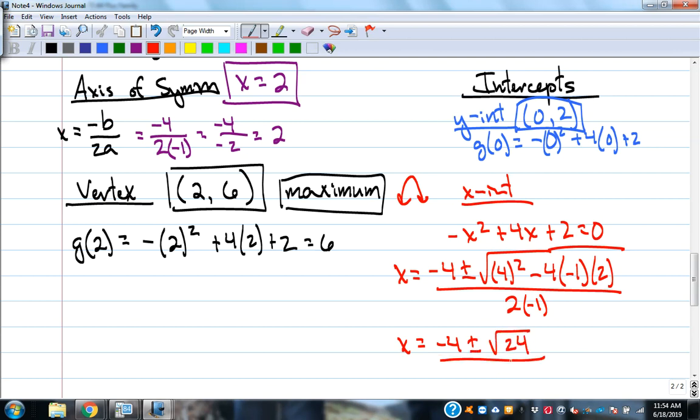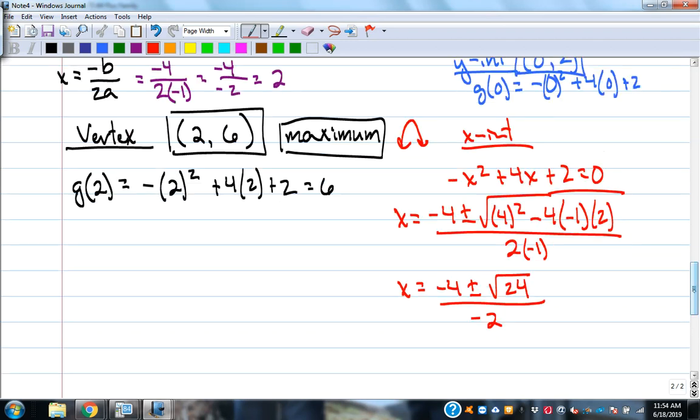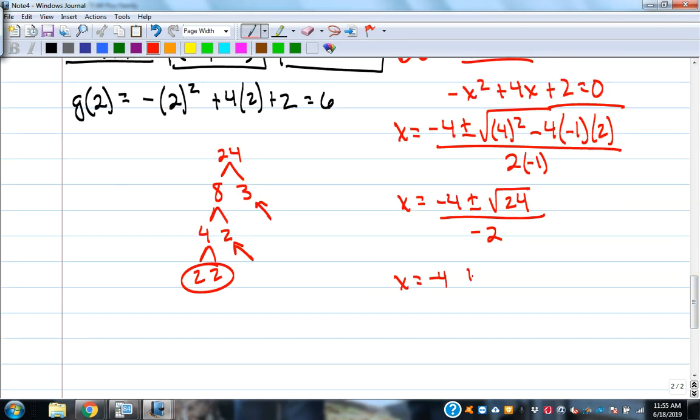Does 24 have a nice square root? If it were 25, it'd be 5. If it were 16, it'd be 4. 24 is not either of those. It's in between those. So that means that I need to simplify the square root of 24 using the factor tree stuff. I know 8 times 3 is 24. 4 times 2, 2 and 2. So I got a pair of 2's, and then a 2 and a 3 left over. So that's going to be -4 plus or minus 2 square root of 6 over -2.